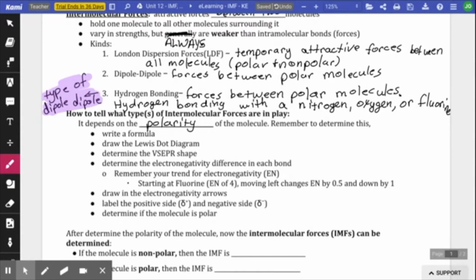I'll go over how to draw those Lewis structures here in a little bit, just as a reminder. Then you draw the shape. So you're going to need to determine your VSEPR shape. That is very, very important for IMFs. After that, you're going to have to figure out the difference in electronegativity. We're going to use the general trend since you're not going to have access to an electronegativity chart.